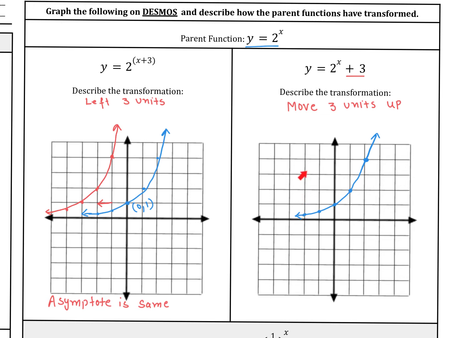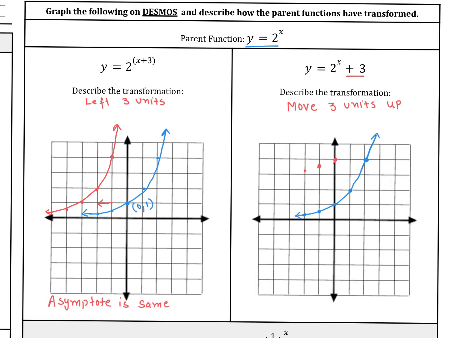So this is my new point. That's going to be 1, 2, 3. And this point as well, the one in the center, moves 3 units up: 1, 2, 3. So my new point is going to be here. And this point, the y-intercept, which was (0, 1), is moved 3 units up: 1, 2, 3. So this is my new point.